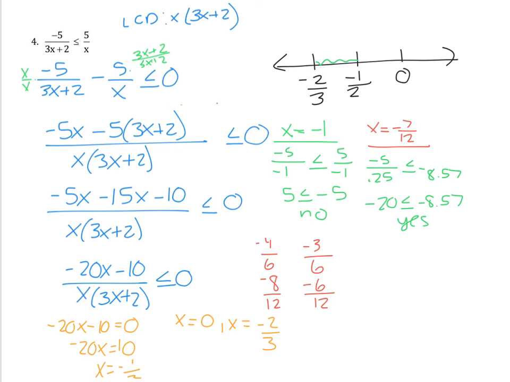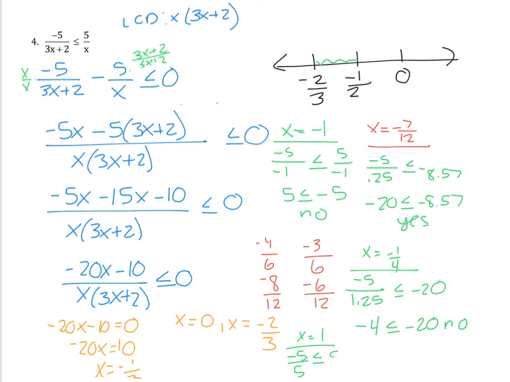A fraction that would be between 0 and negative 1/2 would be negative 1/4. Again, I'm going to use my calculator a little bit here, so I'm looking at negative 5 over 1.25 is less than or equal to negative 20. Negative 5 divided by negative 1.25 is negative 4, which is not less than negative 20. And then I need something that's more than 0, so I'm going to choose 1. So I'm going to get negative 5 divided by 5, less than or equal to 5. Negative 1 is less than 5, so this is another yes region.